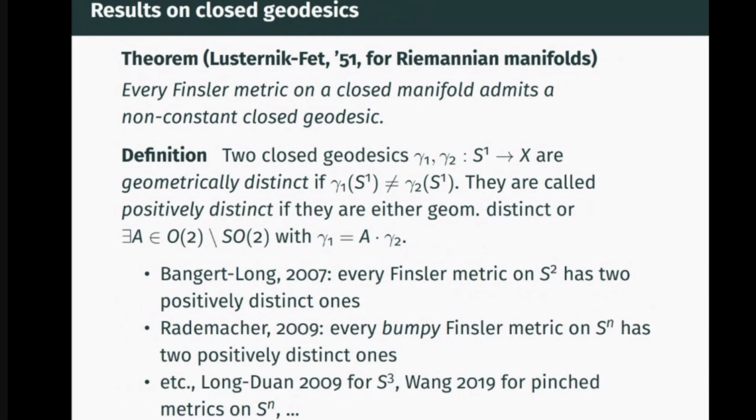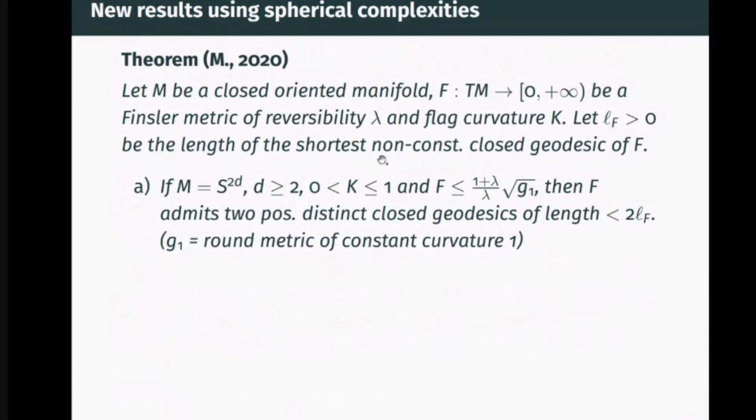And I was then able to show also a theorem, because I'm just presenting you part of what I did. So if we have a closed oriented manifold with a Finsler metric of so-called reversibility lambda. This is basically a parameter which measures the symmetry or asymmetry of the Finsler metric. Just keep in mind, in the Riemannian case, it is symmetric and this is equal to 1, and if not, it is bigger than 1. So this is just some constant which is 1 or bigger, and the metric has flag curvature K. Flag curvature is just the generalization of sectional curvature to the realm of Finsler metrics. So let L_F be the length of the shortest non-constant closed geodesic of F.